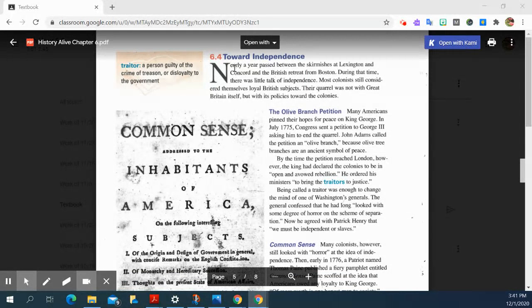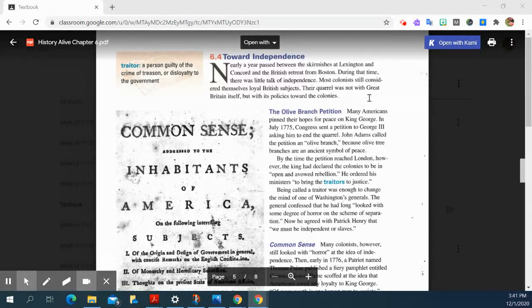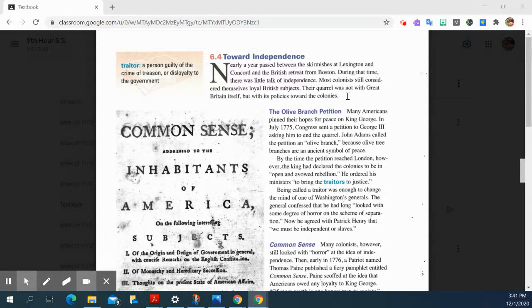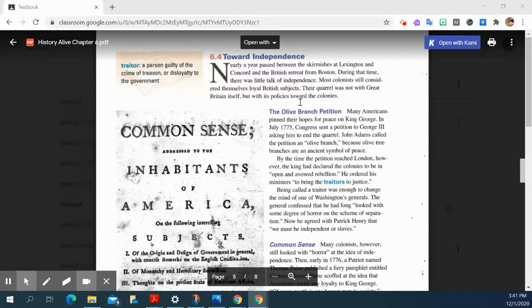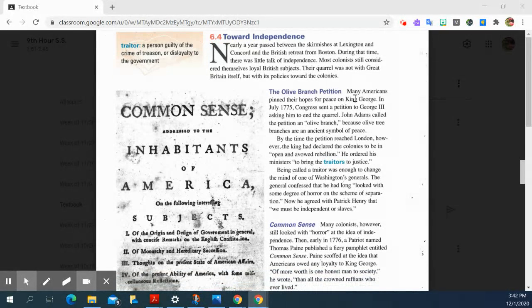All right, so nearly a year passed between the skirmishes at Lexington and Concord and the British retreat from Boston. During that time, there was little talk of independence. Most colonists still considered themselves loyal British subjects. Their quarrel was not with Great Britain itself, but with its policies toward the colonies. So we still have a lot of people who are still loyal to Britain living there. And remember, they thought, okay, the British retreated, and so now everything's okay for now.